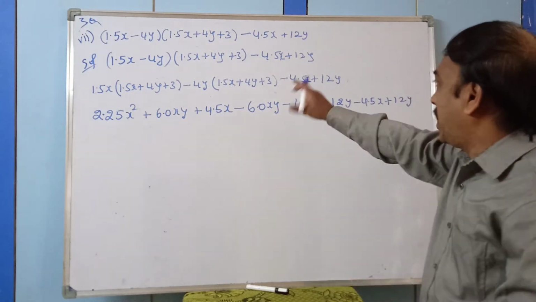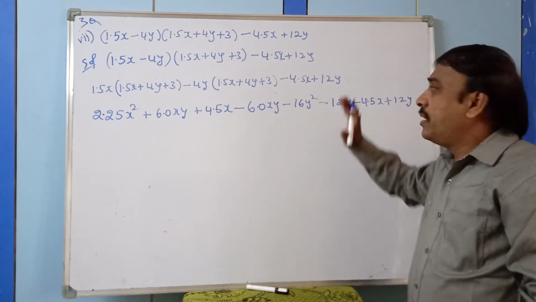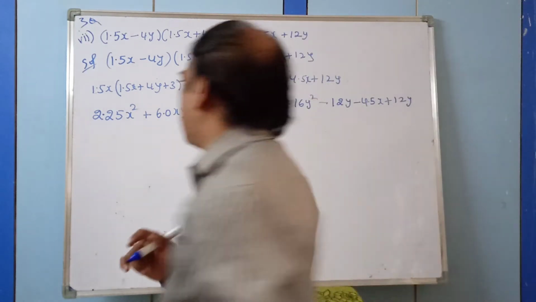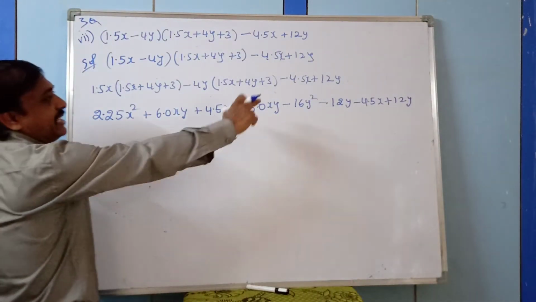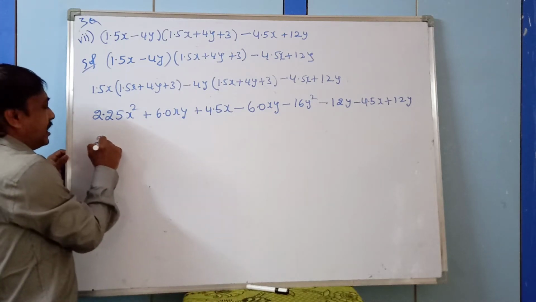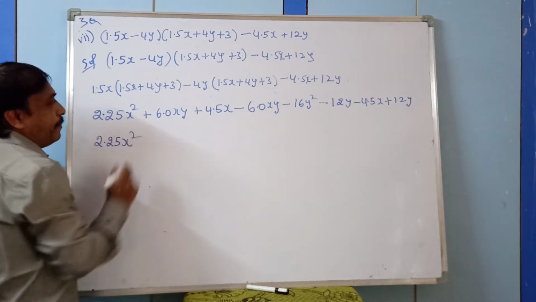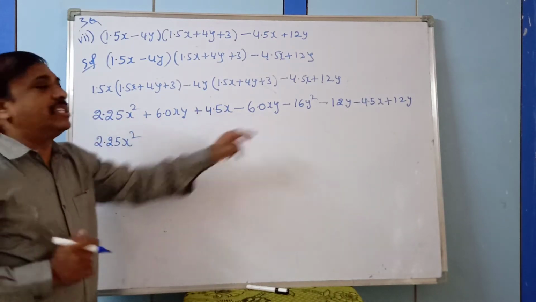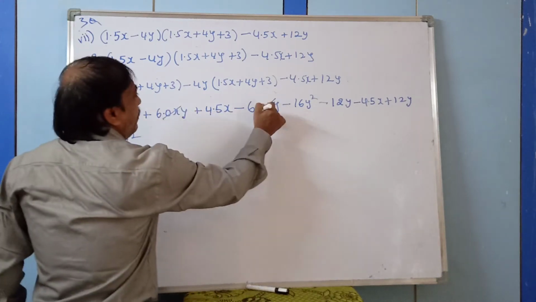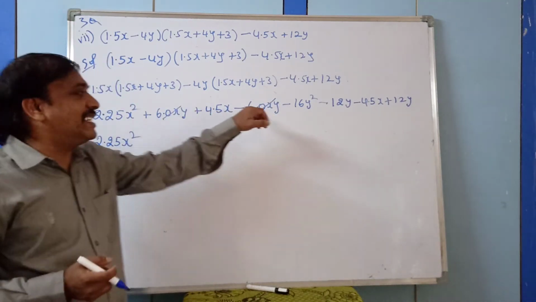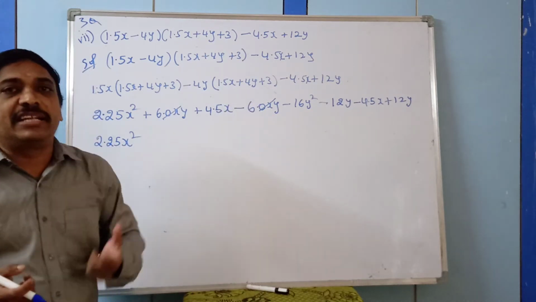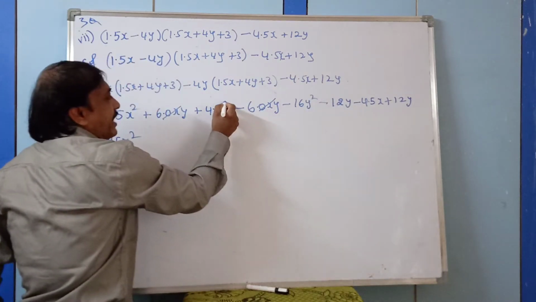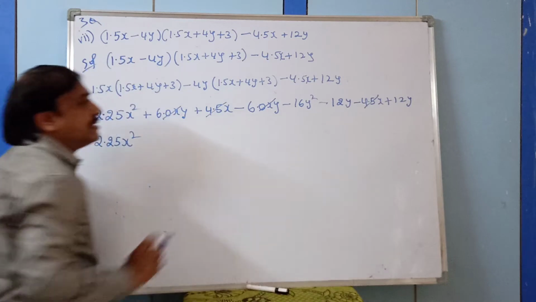You have to simplify. The product is over now; we simplified and multiplied. Now we have to simplify any like terms. You need to check first: is there any x square term? No x square. So first write 2.25x square. Now plus 6.0xy minus 6.0xy, so they both get cancelled. This is plus 6 and this is minus 6. Integer operation, the result will be 0. Next, plus 4.5x and minus 4.5x, so this also will be 0.